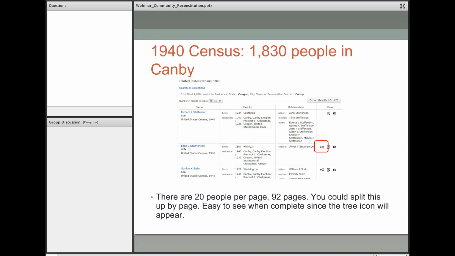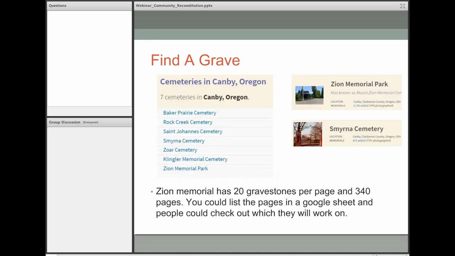Now, one reason that Richard L. Stevenson is not on the tree is he was born in 1934, and so we're not actually sure if he's still alive or not. And so for privacy reasons, we'd be cautious about adding him to the tree.